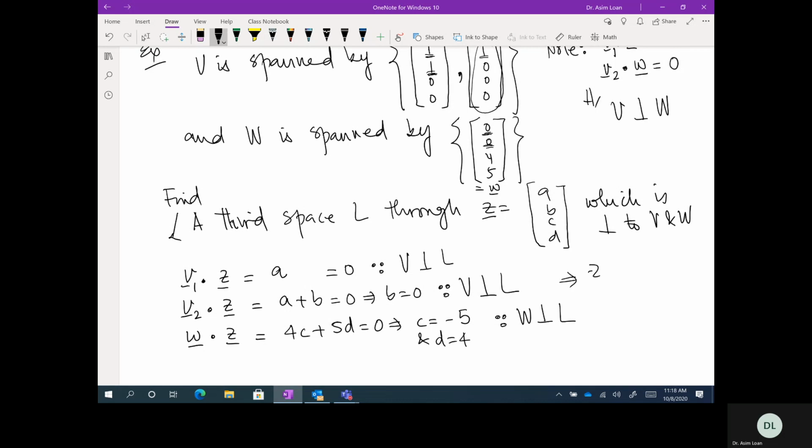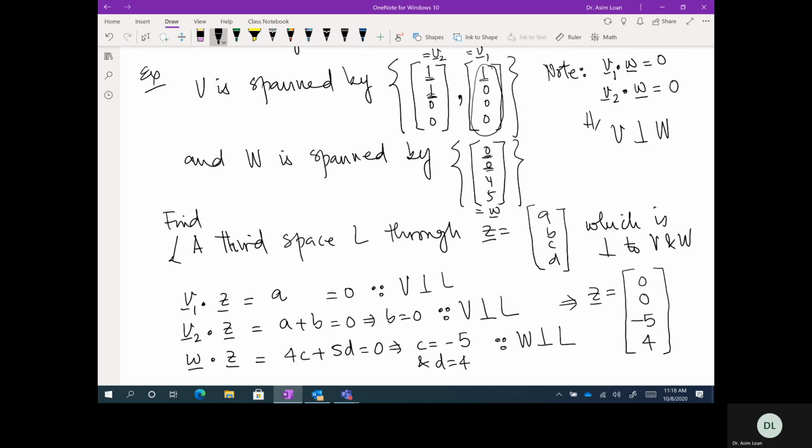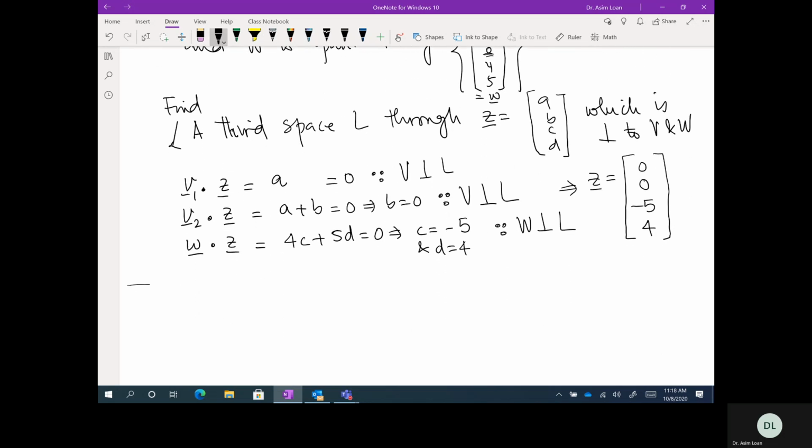So this implies Z equals 0, 0, -5, 4. A and B are zeros, C is -5 and D is 4. If I see 1 and 1 here, 0 and 0 here, the dot product is 0. 1 here, 0 here, others are 0, so the dot product is 0. 4 into -5 is -20, -20 plus 20, again the dot product is 0. So this is how you find a vector in the space which is orthogonal to the other space that you are already given. Okay, so let's stop here.